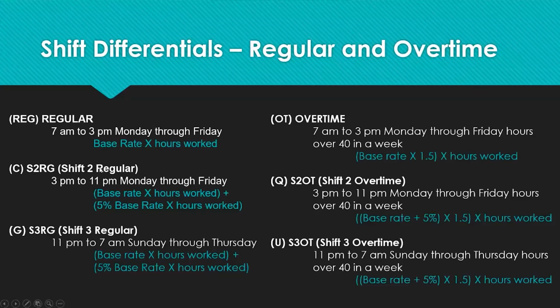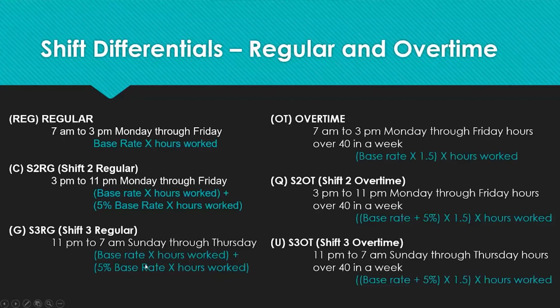Shift 2, or the afternoon shift, runs from 3 p.m. to 11 p.m. Monday through Friday. During that time, you'll get your base rate and an additional 5% for your hours worked. Shift 3, or the midnight shift, runs from 11 p.m. to 7 a.m. Sunday through Thursday. During that time, you'll also get your base rate and an additional 5% for any hours worked.